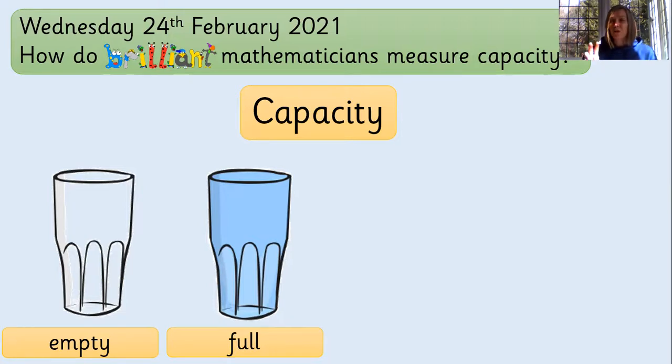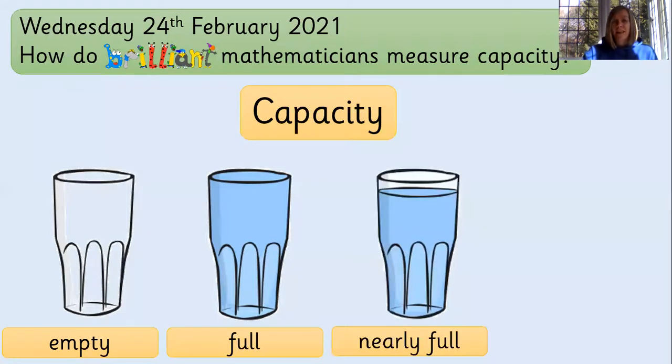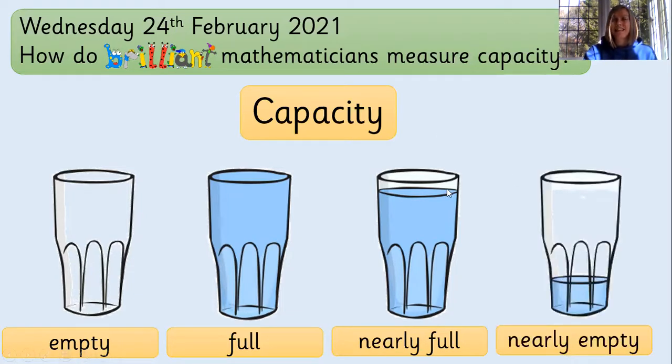Now, I'm going to show you 2 more words. This glass shows how the capacity is nearly full. It's not full right up to the top, but it is nearly full. And if we have a look at this one that's just snuck on our screens, this one shows how this container, this glass, is nearly empty. It's still got a little bit of something in it, but it's not full anymore. It's not quite empty, it's nearly empty.